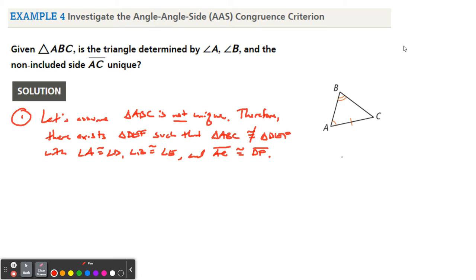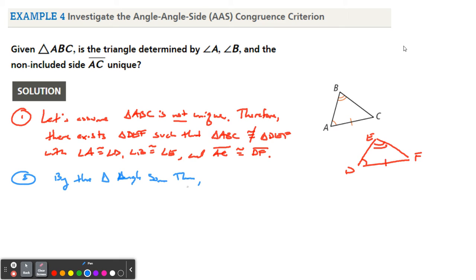So again, I will draw this picture. So here's triangle DEF as a visual, right? So again, A is congruent to D, B is congruent to E, and AC is congruent to DF, right? So this is why it is angle side for right now. Okay. All right. So what we're going to do here is we're going to use the triangle angle sum theorem.